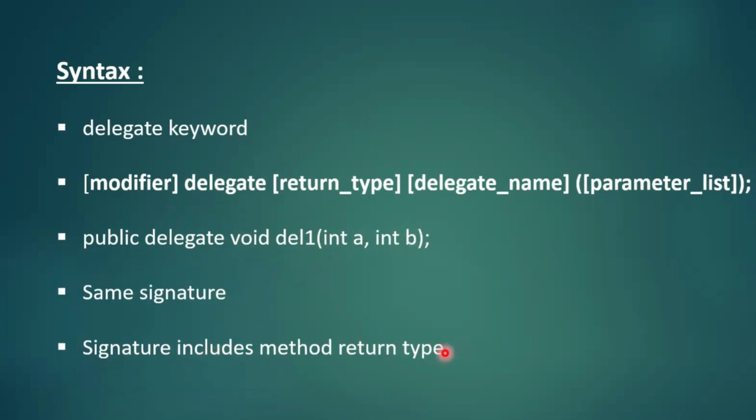Here signature includes method return type. So return type is included here, unlike the method overloading and method overriding. In case of method overloading or overriding, signature is only the number of parameters, order of parameter and type of parameter. But here return type is also included in the signature in case of the delegate.